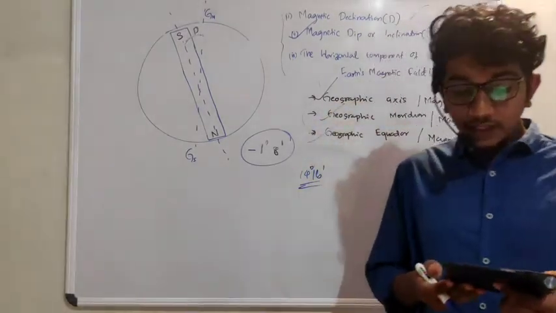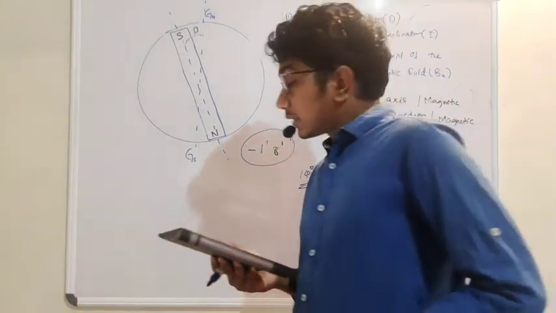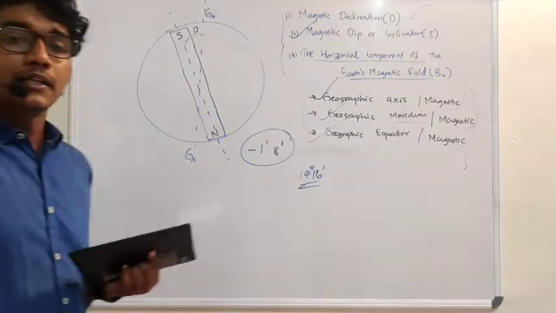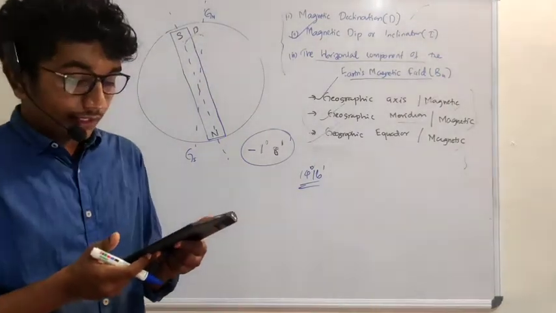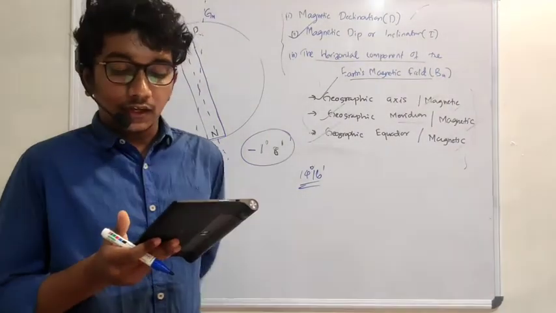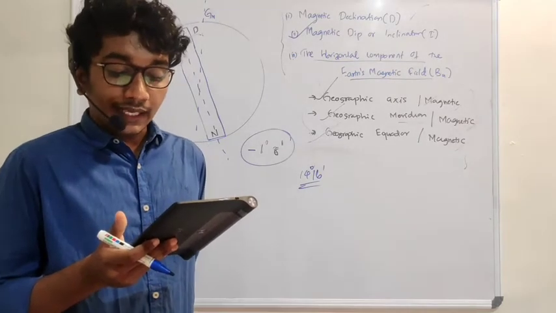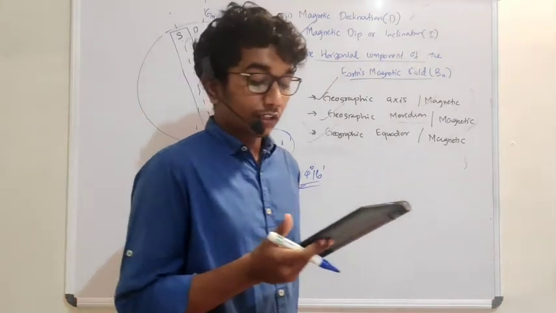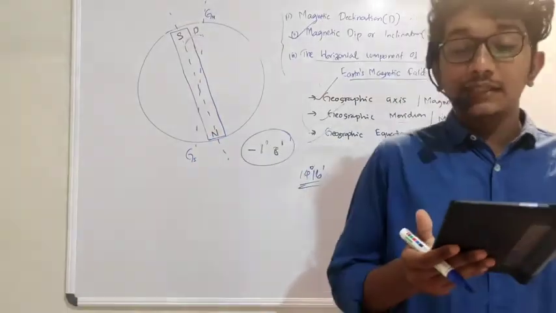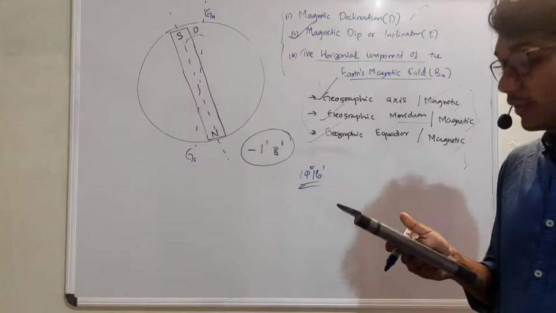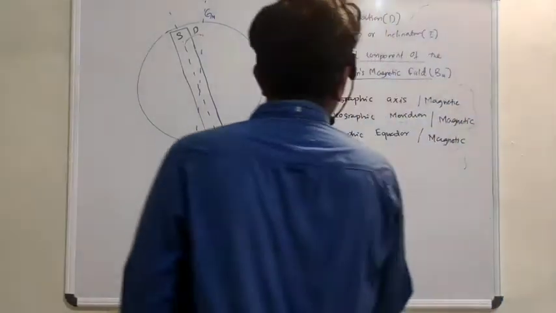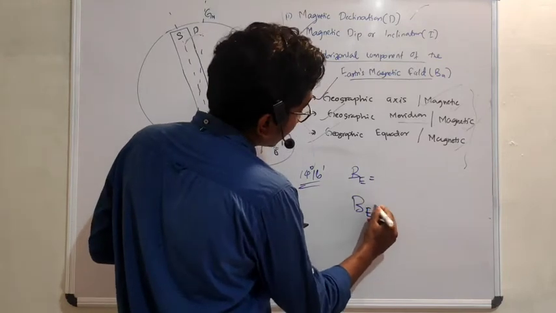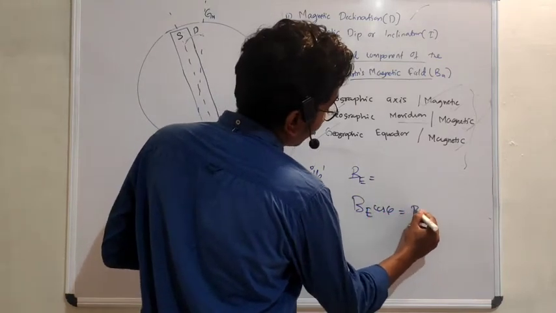The final one is the horizontal component of Earth's magnetic field. The component of Earth's magnetic field along the horizontal direction in the magnetic meridian is called the horizontal component of Earth's magnetic field, denoted by BH. B_E would be the total Earth magnetic field, and B_E cos theta is equal to BH.